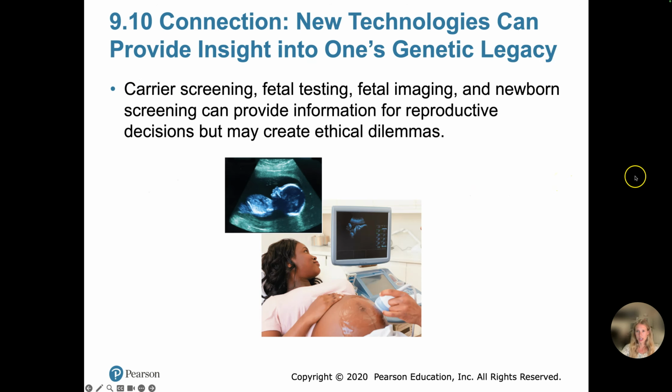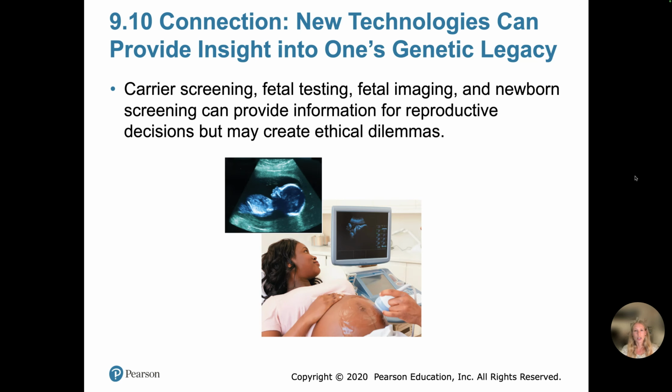When we're thinking about genetic diseases and disorders, there have been a lot of new technologies that can provide insight into one's own genetic legacy, such as all those genetic tests that we talked about at the beginning of the lecture. There are also a lot of tests you can do if you're thinking about having kids or once someone is actually pregnant, such as carrier screening, fetal testing, fetal imaging, and newborn screening. All of these can provide information for reproductive decisions, but they may also create ethical dilemmas.